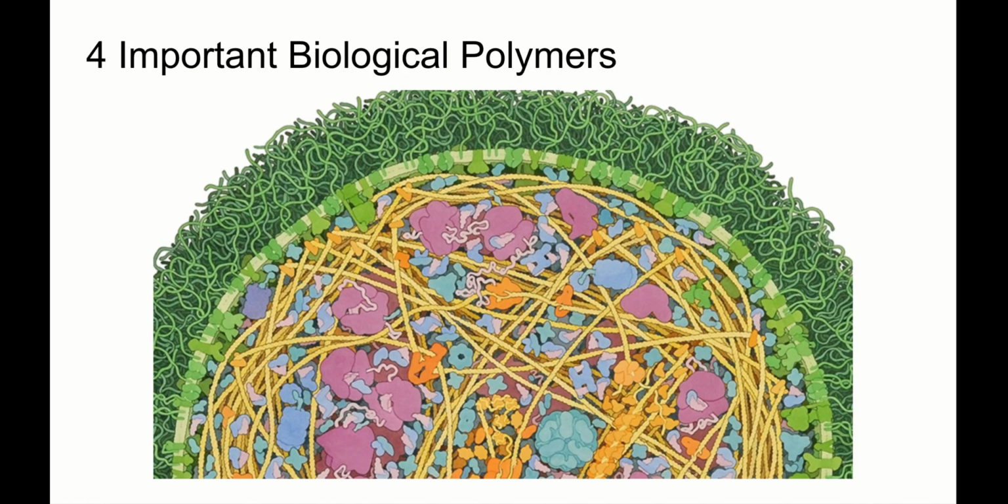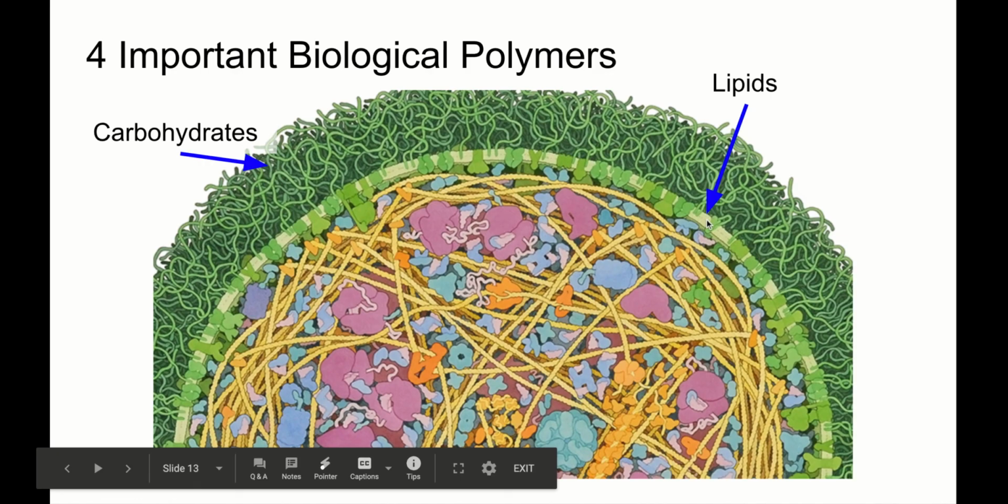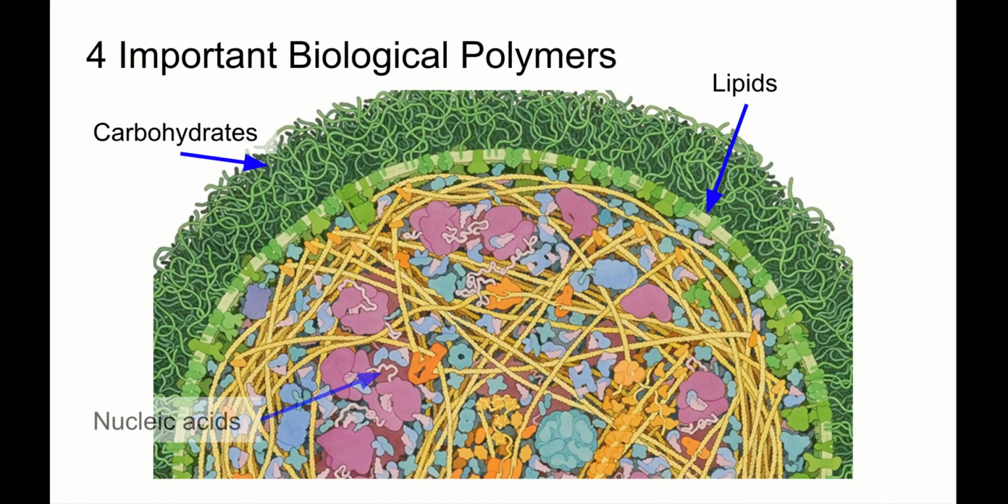And there are 4 important biological polymers that I'm going to tell you about right now. The first important type of polymer, carbohydrates. And in this cell, we can see carbohydrates as part of what's called the extracellular matrix. All of these long squiggly guys are carbohydrates on the outside of the cell. Lipids is the next biological polymer, and we can see lipids in this very light green band around the cell. That's the cell membrane, which is made out of lipids.